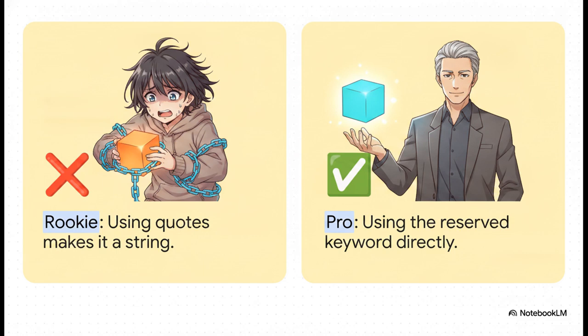First, we've got the classic rookie mistake, wrapping the word true in quotation marks. If you use quotes, you're just passing a string. It's literally just text characters. You are entirely robbing it of its logical power. But then we have the pro move, using the reserved Boolean keyword true with absolutely no quotes. When you do that, JavaScript natively understands it as a logical state, not just some random word.